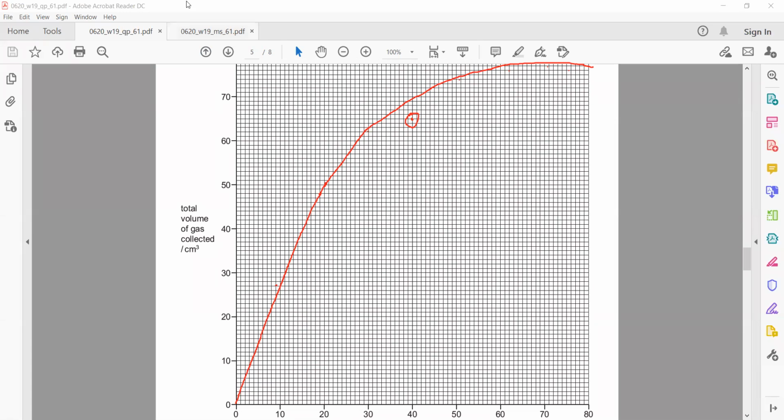So 40 cm cube of gas, how can we work out how much time is taken to collect it? So we'll draw a line from 40 cm cube and then find the time interval. According to the graph, we will write the answer.